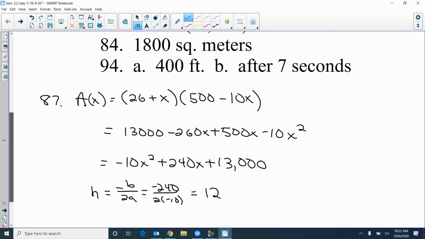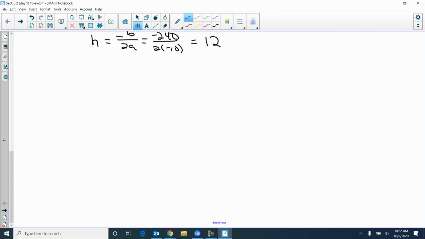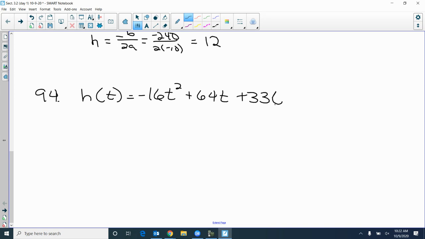All right, 94. What's that equation for 94? Meg, you got it in front of you or not? H of t equals negative 16 t squared plus 64t plus 336. Okay, so find how high it goes. How high it goes would be the vertex. So when you do h equals negative b over 2a, I think we get 2, right? Negative b over 2a equals 2. And when you plug 2 in, h of 2 equals 400. So it goes to a height of 400 feet.